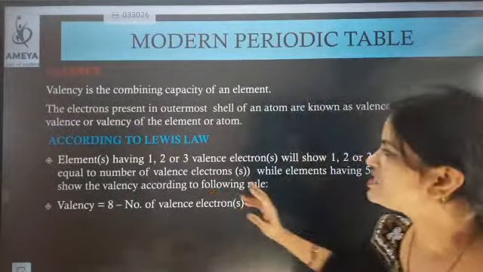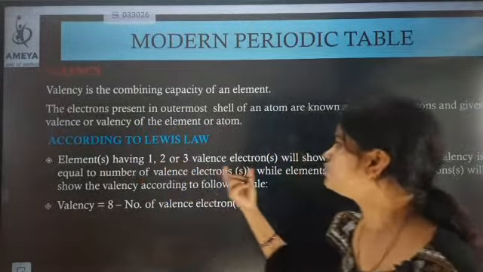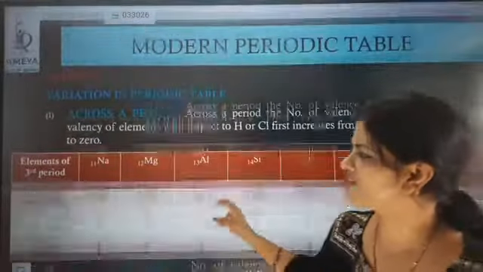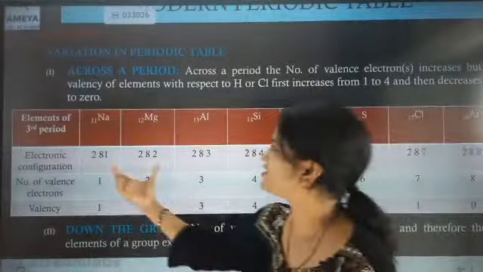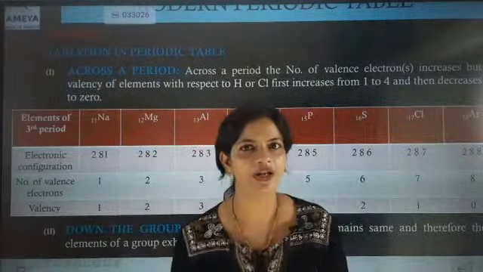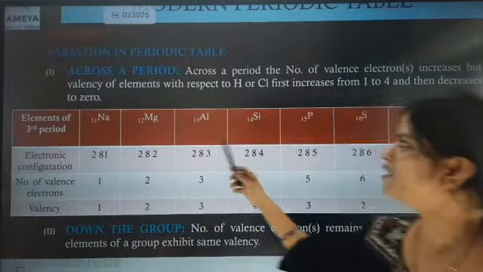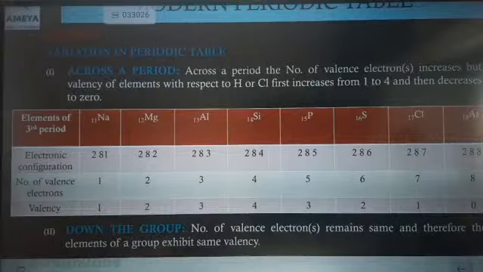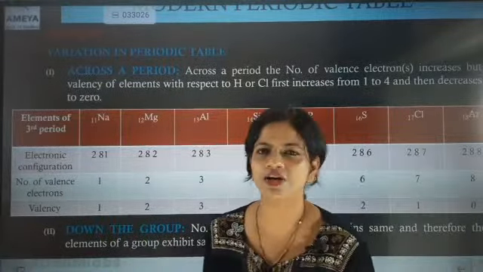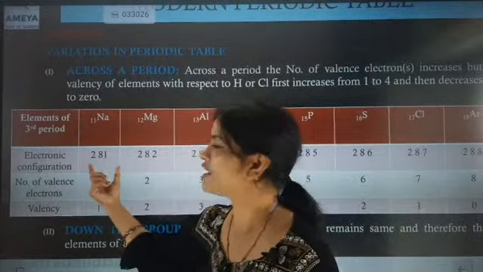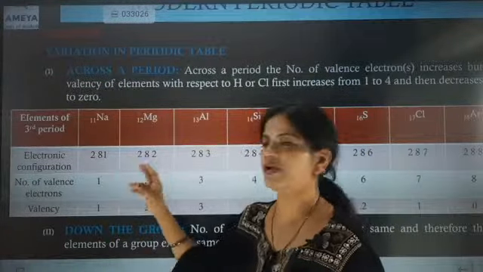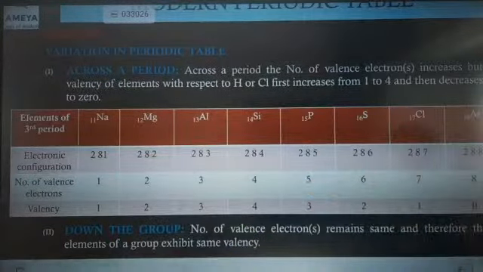Valency means that an element having 1, 2, or 3 valence electrons will show valency. We have already seen valency in the period. I am just going to explain valency by taking a particular period. If I take the third period, I have selected sodium, magnesium, aluminium, silicon, phosphorus, sulfur, chlorine, argon. There I am explaining valency and valence electrons. You will see that the electronic configuration of sodium, magnesium, aluminium, silicon will be 2,8,1, 2,8,2, 2,8,3 till 2,8,8.